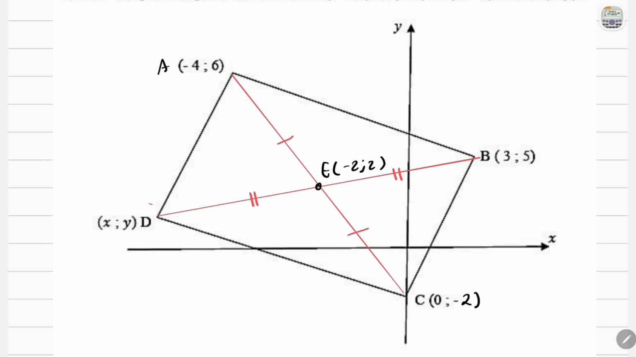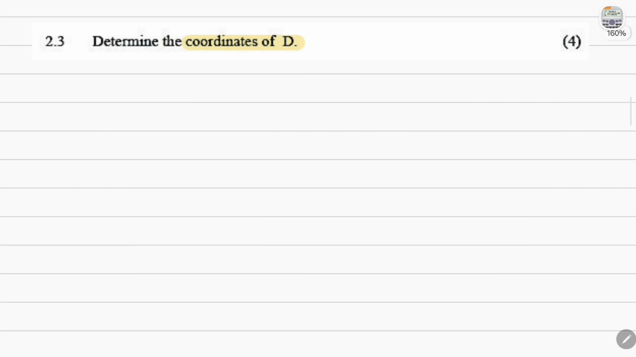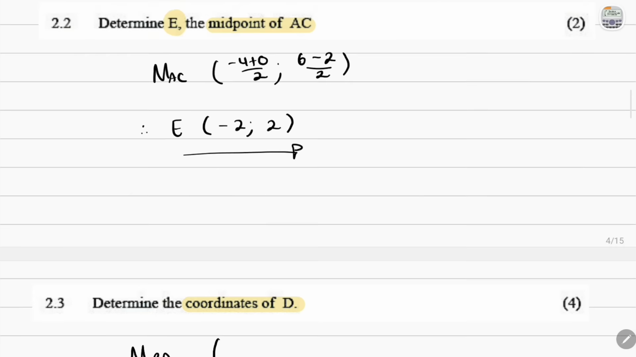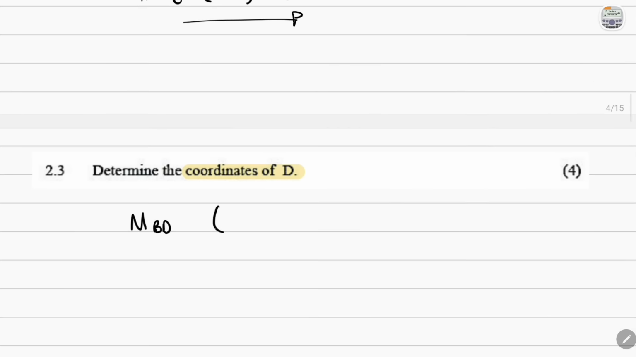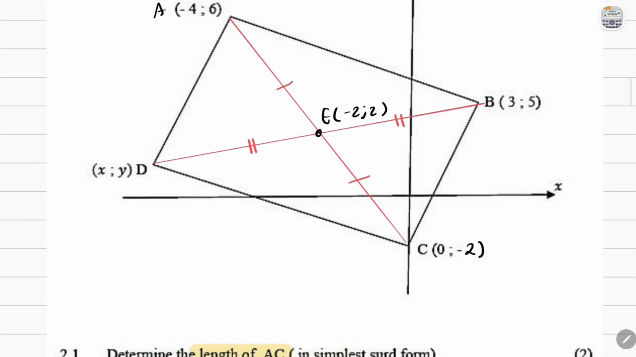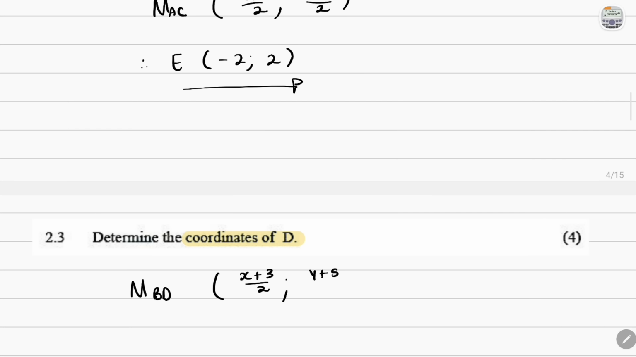So we can actually use this to find D, because in this line DB, we have its midpoint and one of the endpoints, so we can find the other endpoint using the midpoint formula. Let's go ahead and find that. Using the midpoint formula, we are trying to find the midpoint of line BD or DB. We'll find that by saying x1 plus x2. I'll take this as x1, just because I want to keep the x first. So that is x plus 3 over 2, and then y1 plus y2, so that is y plus 5 over 2.